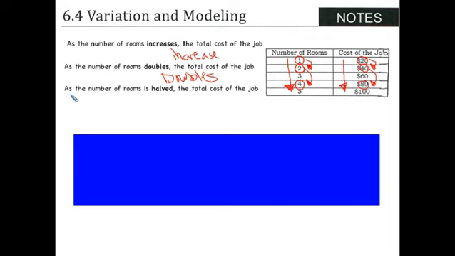If we take a look at the other way, maybe as we cut the number of rooms in half, for instance going from 4 to 2, it makes sense that our cost should be cut in half as well. And if we go from 2 to 1, again, it looks like our cost is cut in half from 40 to 20. So our total cost is halved as well. Totally making sense when we take a look at that table. But there's something a little bit more specific going on within this information.